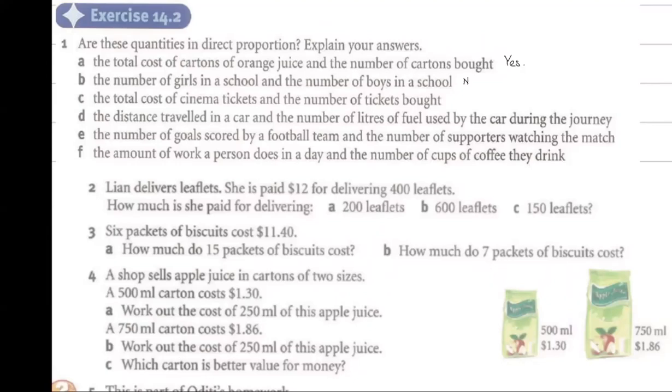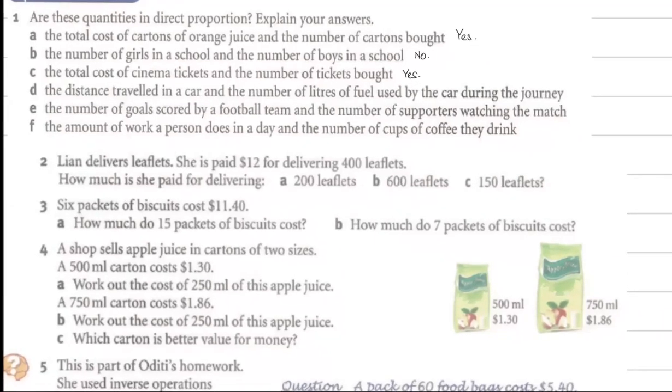No, they are not. It doesn't mean that if a girl enters the school, a boy will enter the school as well. The total cost of cinema tickets and the number of tickets bought, yes, it is, because the more tickets we buy, the more total cost we have to pay. The distance traveled in a car and the number of liters of fuel used during the journey, yes, it is. The further you travel, the more fuel you use.